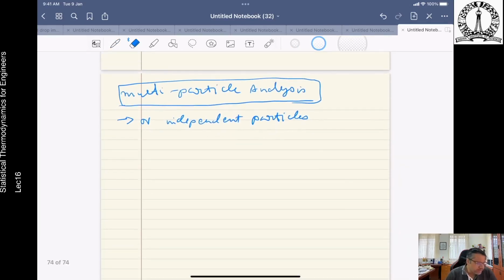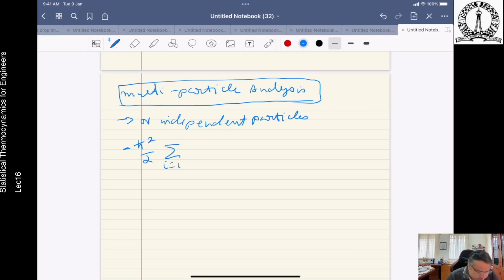So for multi-particle, because these particles are independent in nature, the multi-particle analysis will be minus h bar squared by 2, summation i equal to 1 to n, 1 over mi, del i squared, is equal to H hat. So these are independent particles, so i corresponds to the ith particle.